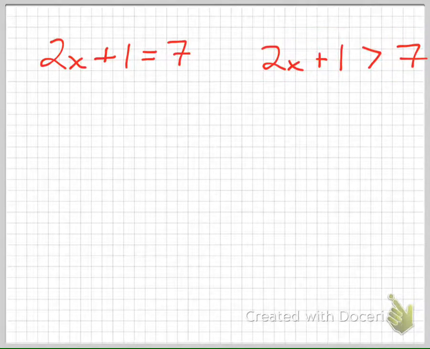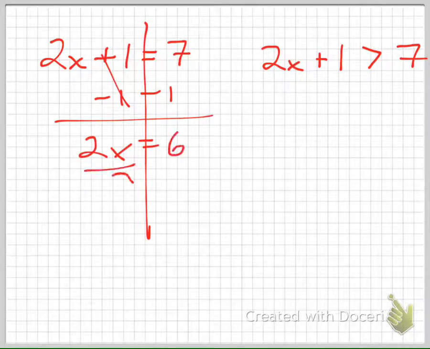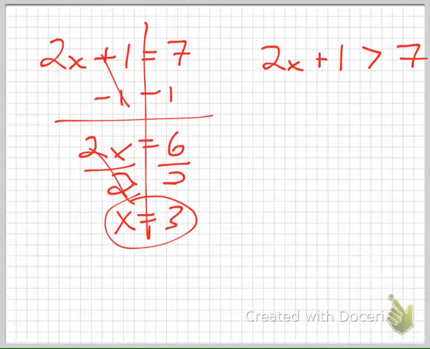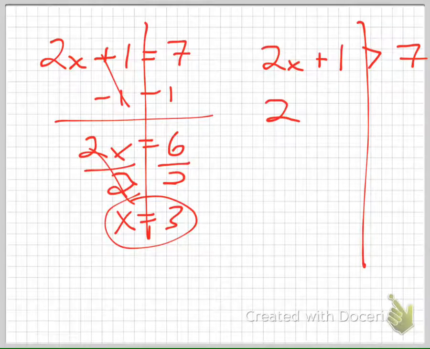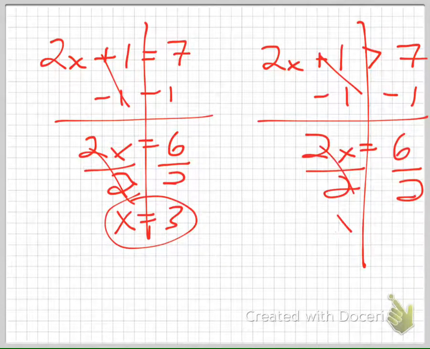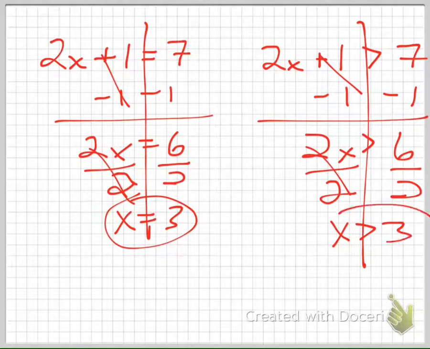Okay, let's solve the equation. Line down the equal sign, minus 1. You guys would all be able to do this. 2x equals 6, divided by 2, divided by 2, x equals 3, right? I will show you the difference between how to solve an equation and an inequality. Ready? Here we go. Line down the inequality. And then you go, minus 1. 2x is greater than 6, divided by 2, x is greater than 3.